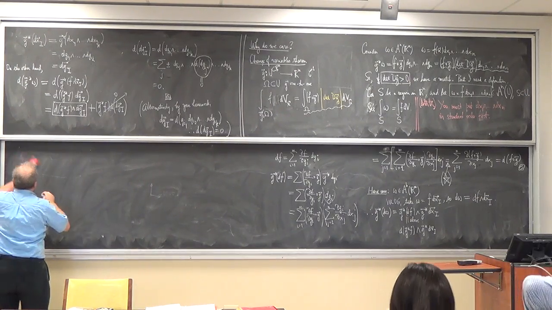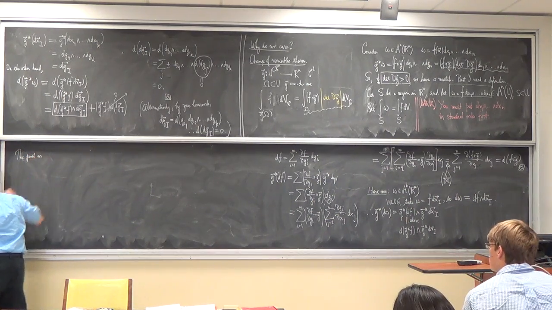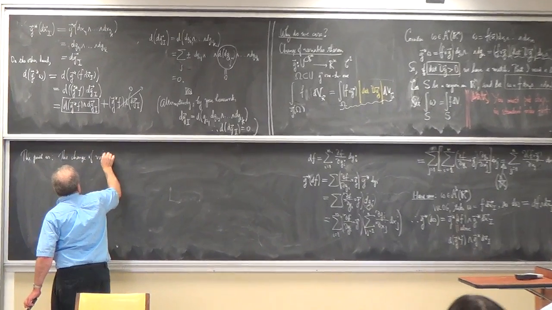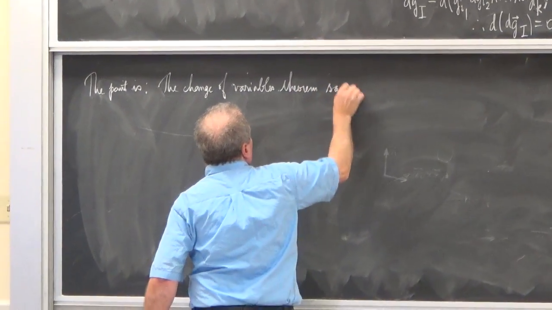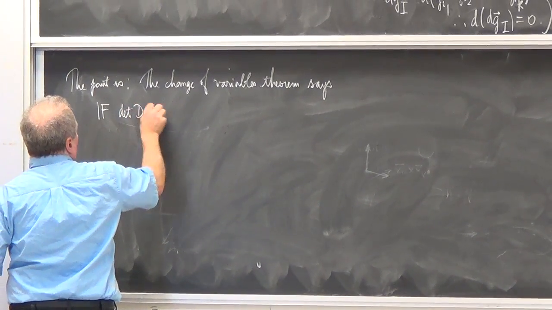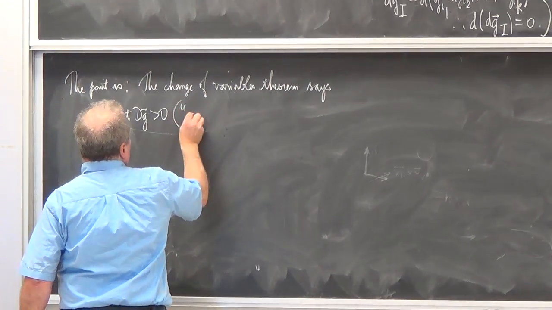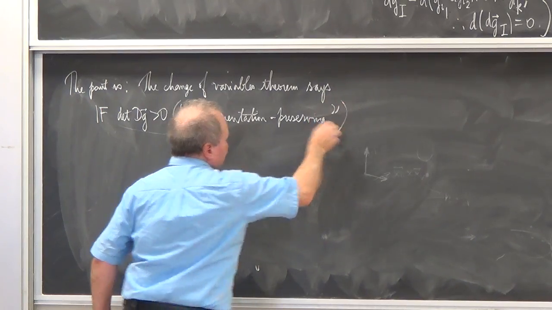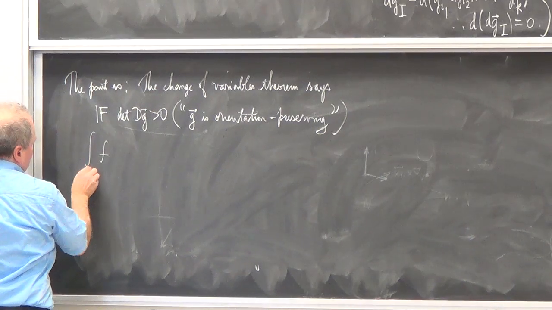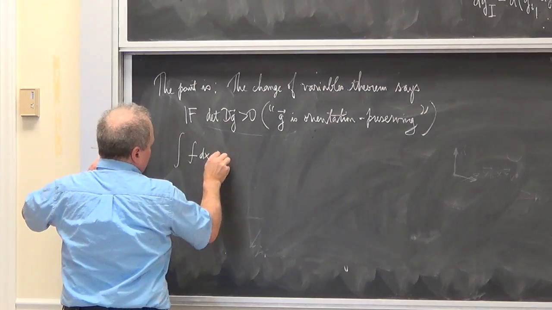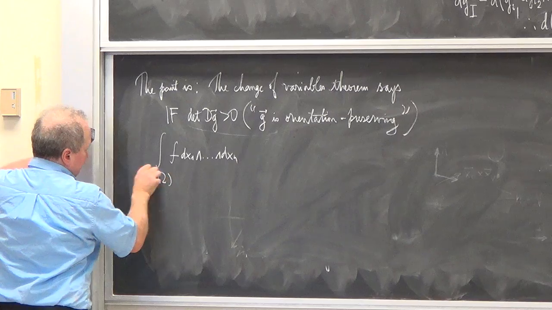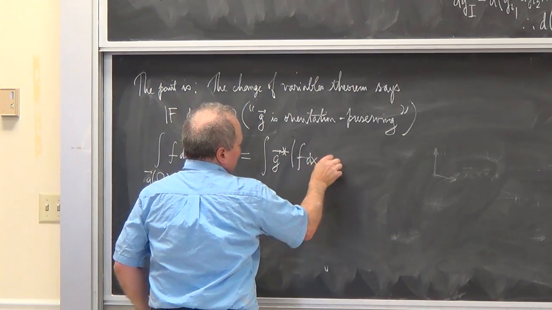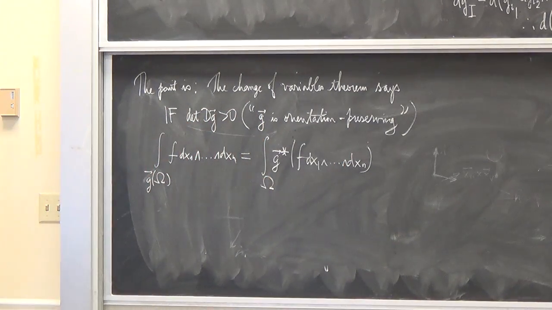So now the point is that the change of variables theorem says, if the determinant of dg is positive, and the language, as I said, for this is saying g is orientation preserving, and we'll see what this means soon, then integrating f times dx1 through dxn over g of omega is the same thing as pulling back that n-form and integrating it over omega. So that's the change of variables theorem.